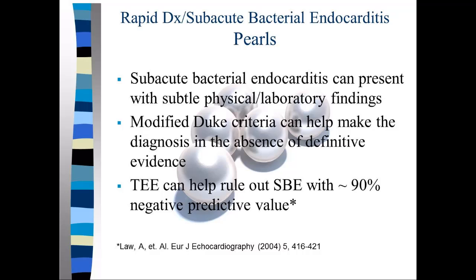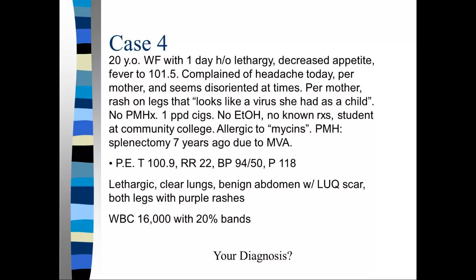So what are my pearls for endocarditis? Remember, subacute bacterial endocarditis, or SBE, can present with subtle findings. The modified Duke criteria can help make the diagnosis, and TEE can help rule out SBE with, in some cases, a 90% or greater negative predictive value. So those are my endocarditis pearls. So let's move on here to case number 4.